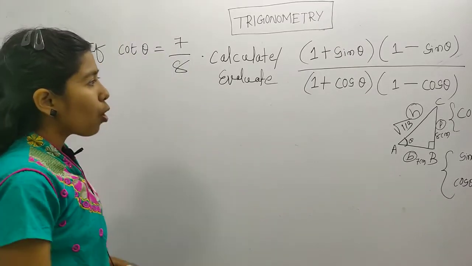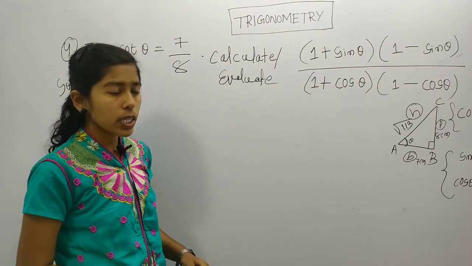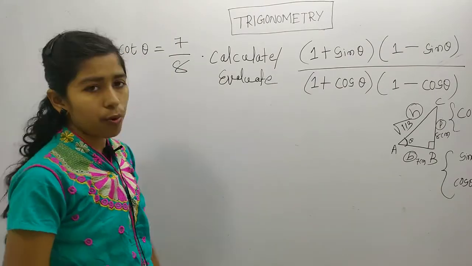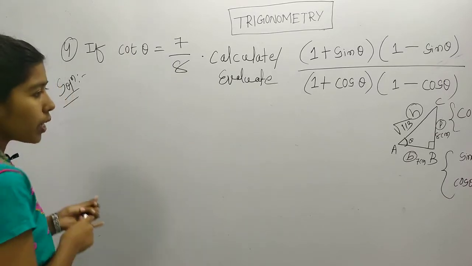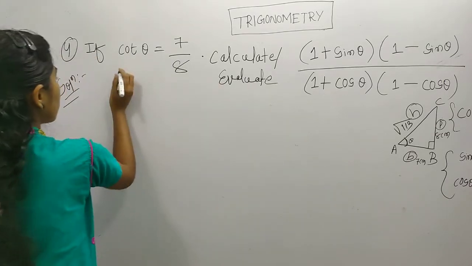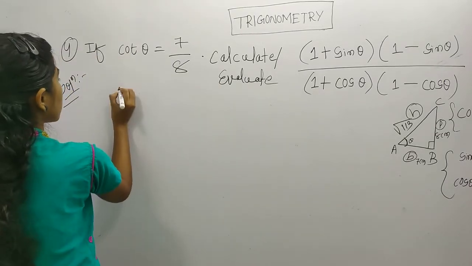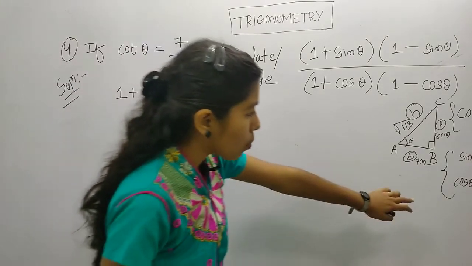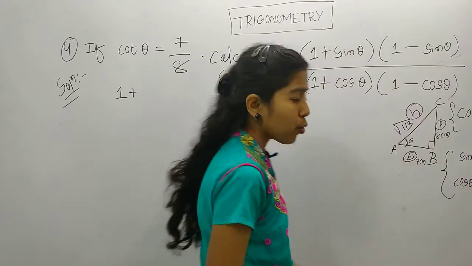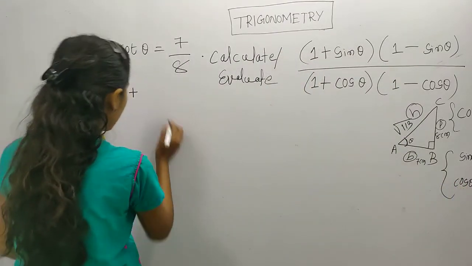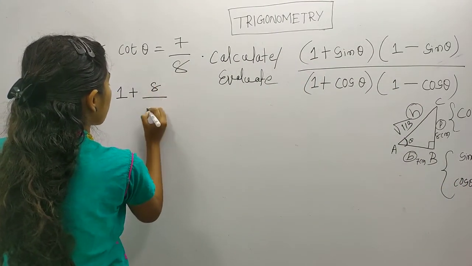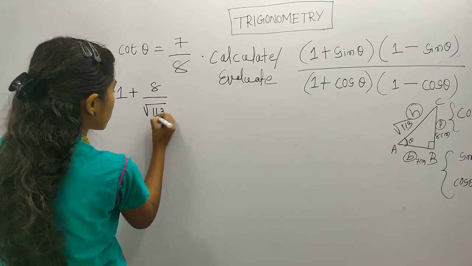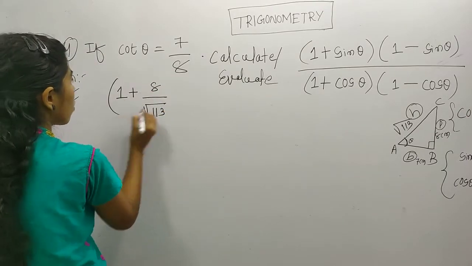So we got the values of sin theta, cos theta. Now it's time to evaluate that. So how will we evaluate? What is given in the question? 1 plus sin theta. So let's write 1 plus sin theta. How much did sin theta come? 8 by root 113. So here you have to write 8 by root 113 over.